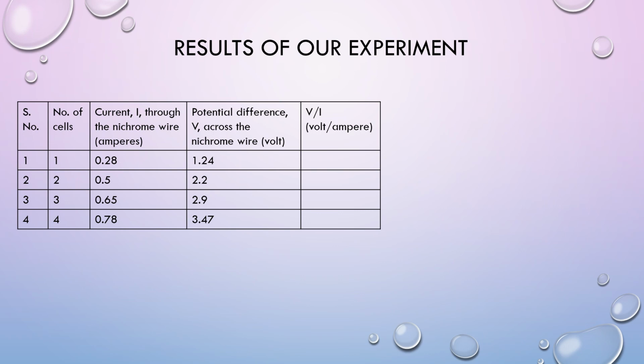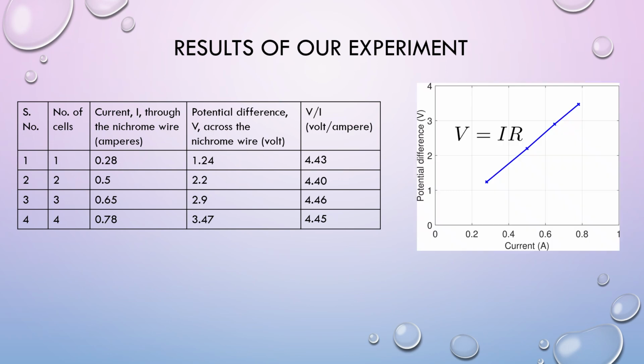So we have these values here. What we do is we will find the ratio of potential difference to the current flowing through it. So we do this V by I. We will divide 1.24 by 0.28 and mark it here. So as we can see here, we have 1.24 by 0.28 which is 4.43, 2.2 by 0.5 is 4.4, 2.9 by 0.65 is 4.46 and 3.47 by 0.78 is 4.45. Now this ratio we have found out and we can see that it is almost a constant. It is more or less a constant. It's almost always 4.4.